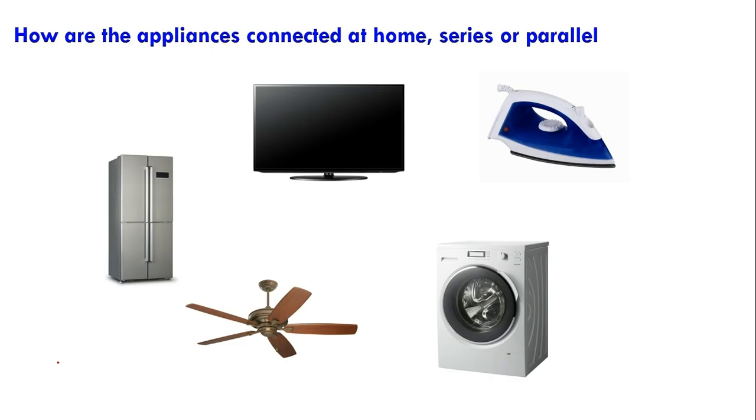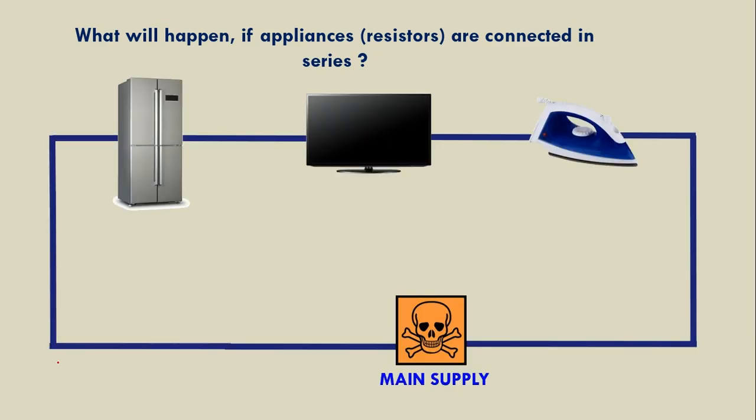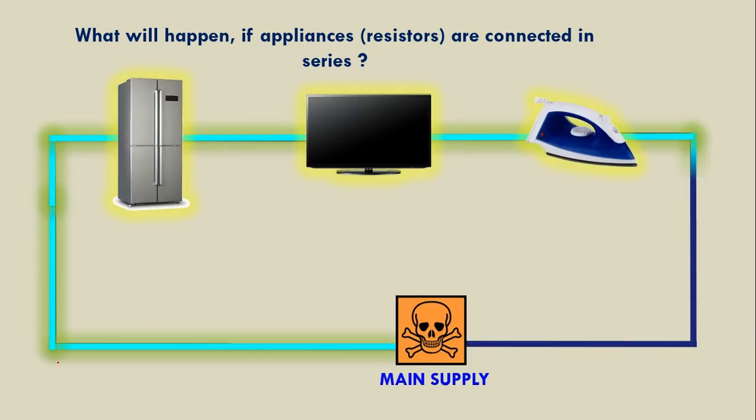Okay, so how are the appliances connected at home, in series or parallel? So we know very well that when we connect in series, all the devices will require the same amount of current. So there is no chance to connect in series. So we have to connect them in parallel only. So what will happen if the appliances are connected in series? First of all, you can see that the current is flowing through the refrigerator and then TV and then iron box. Is it right?